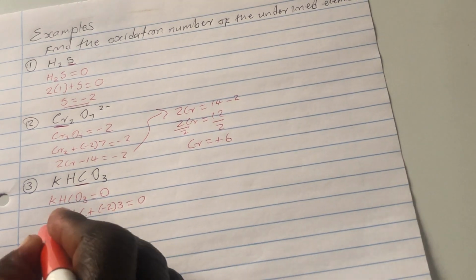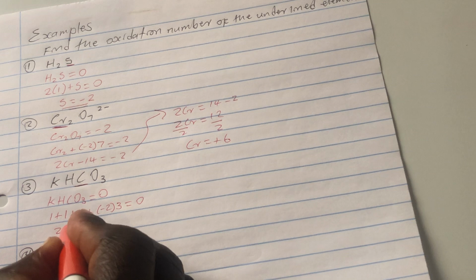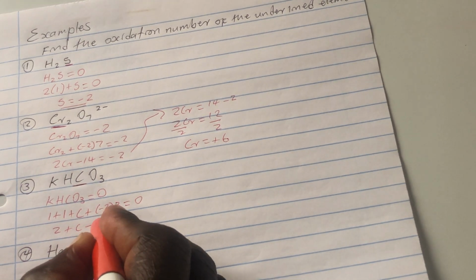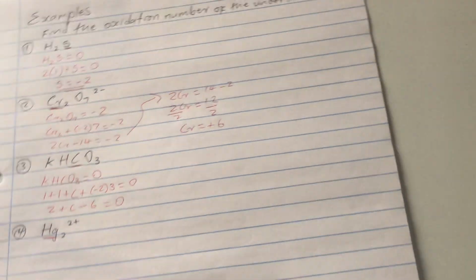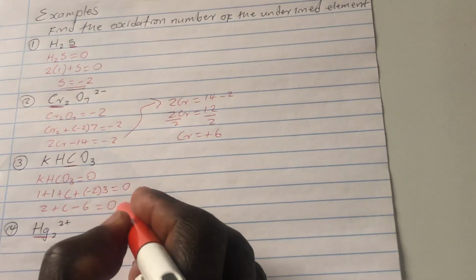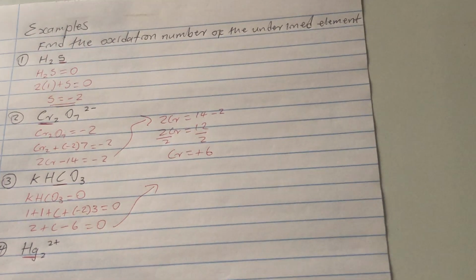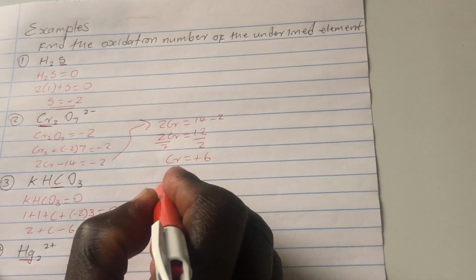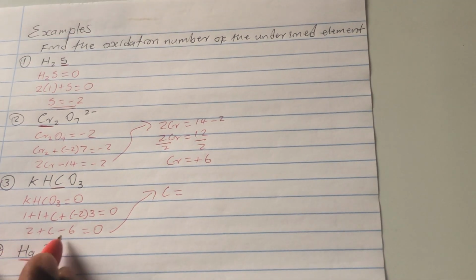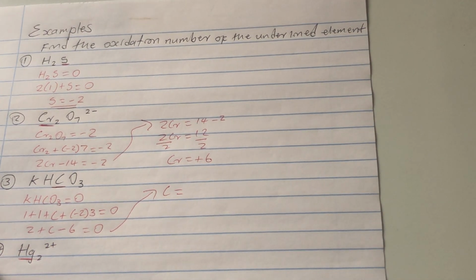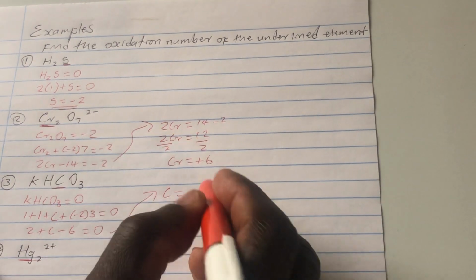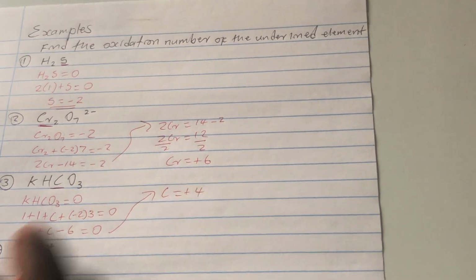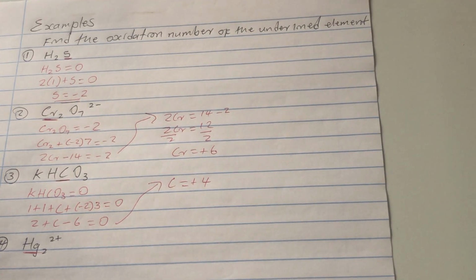Then we work this out. 1 plus 1 is 2, plus C minus 6 equals 0. Let me take this to the other side. Then we solve for C. C equals 2 minus 6, which is -4. Then you take it to the other side, it will become +4. That's our answer.